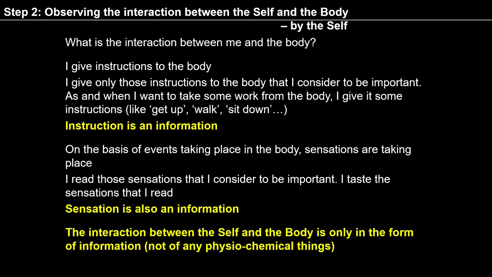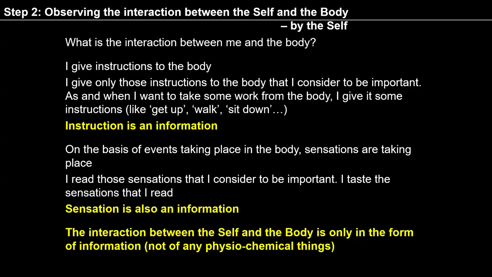So information is exchanging between the self and the body. Whenever I instruct my body to do something, the body follows, and these instructions are in the form of information. No physicochemical activity is taking place between me and the body. Similarly, when something is happening at the level of the body, I cannot touch it directly because I am subtler than the body. But I read those sensations, and sensations are also a form of information. So I read information, I give instruction, and these instructions are also information.